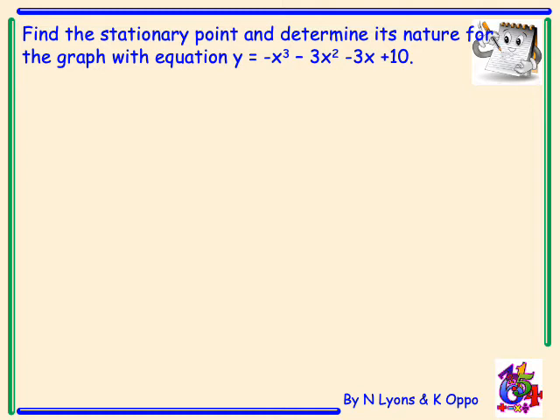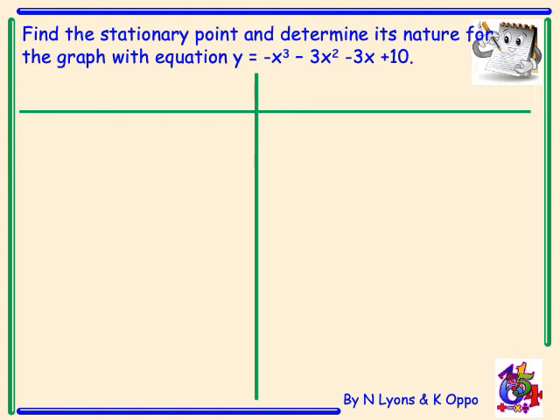Right, here goes. Here's our full worked example. Find the stationary point and determine its nature for the graph with the equation y equals minus x cubed minus 3x squared minus 3x plus 10. Again, we start these questions the exact same way each single time. I've got notation y equals, so our derivative is dy by dx. It's in context. So on the left hand side, let's look at the derivative: dy by dx equals minus 3x squared minus 6x minus 3.